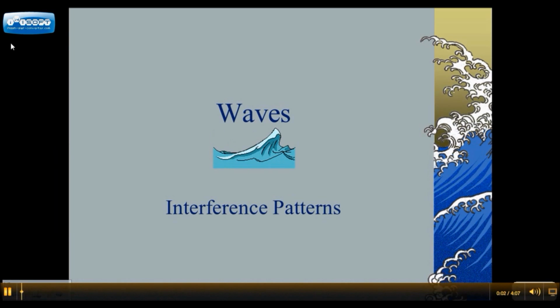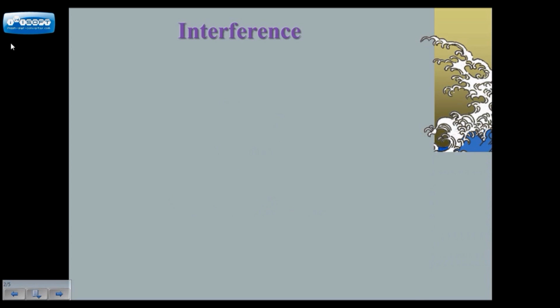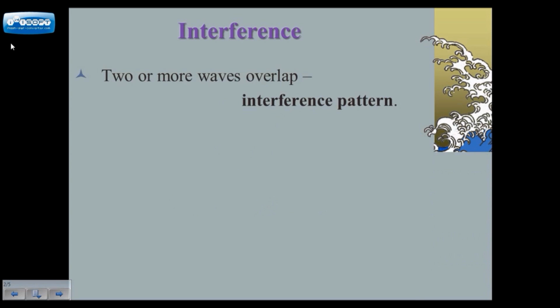In this video, we're going to talk about interference patterns. Interference patterns are ones where waves will combine in some way to have an increase or decrease in their amplitude. So first, let's define interference. Interference is whenever two or more waves overlap.